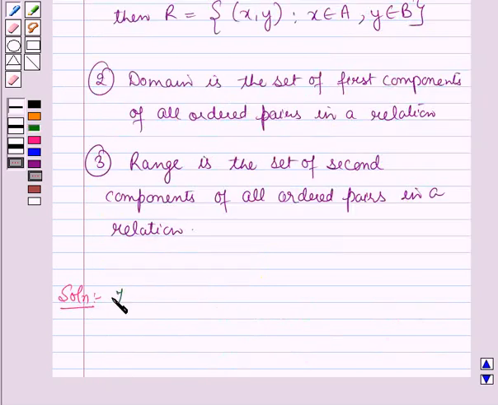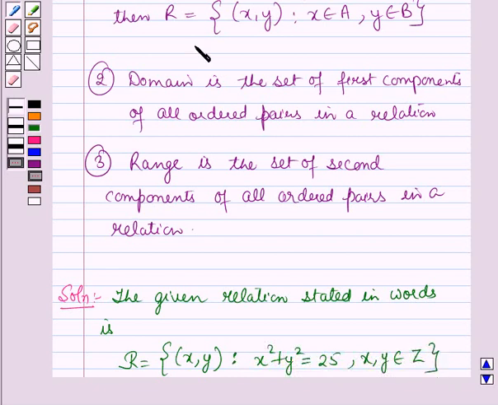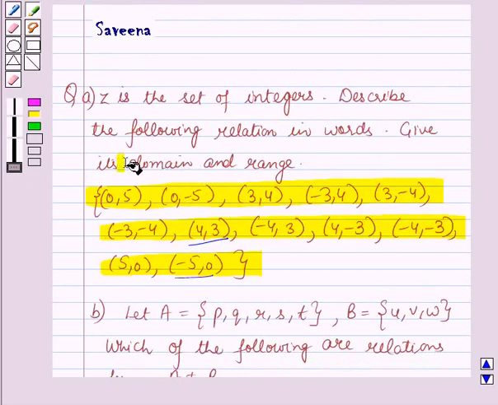Therefore, the given relation stated in words is R is equal to a set containing the ordered pairs (X, Y) such that X square plus Y square is equal to 25, where X, Y belong to the set of integers. Also, we have to find the domain and range of this relation.